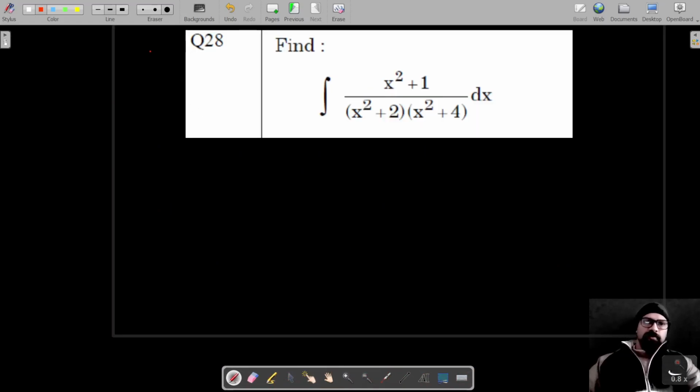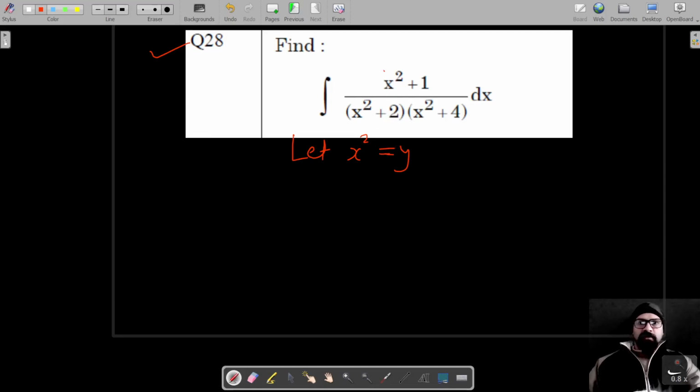Okay, for question number 28, we have to find the integration of x squared plus 1 upon x squared plus 2 into x squared plus 4. So let's try to get this into some standard form. For that, I'm going to make the substitution: let's say x squared is equal to y. I'm not going to differentiate this, I'm just going to replace x squared with y so that we can get into the partial fraction method.